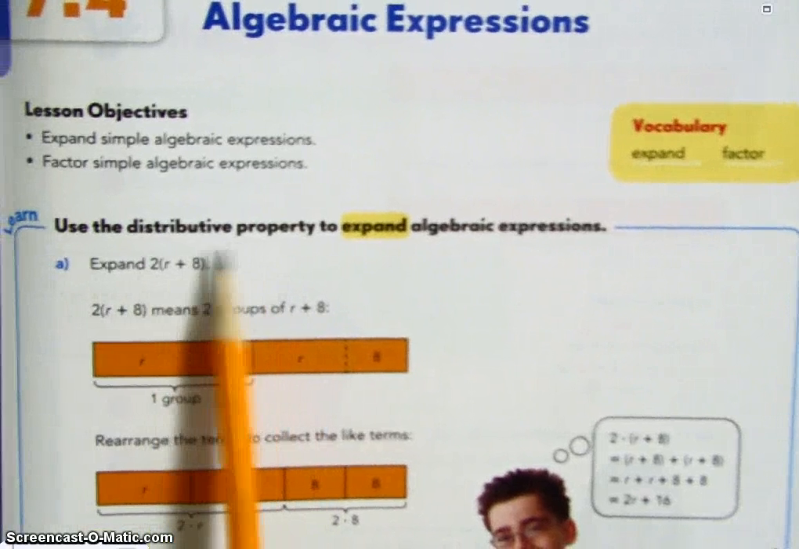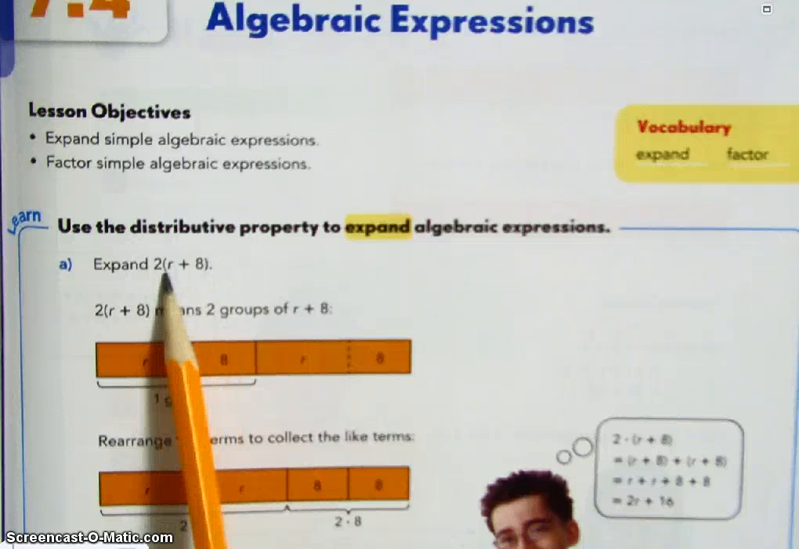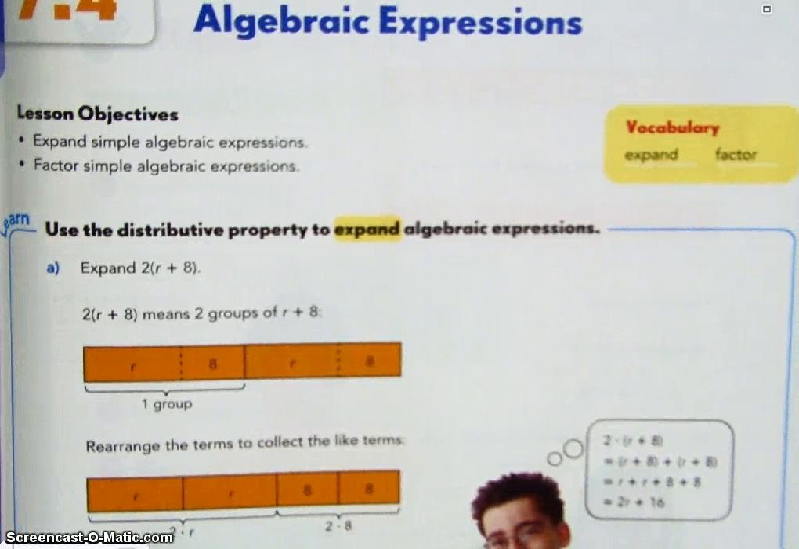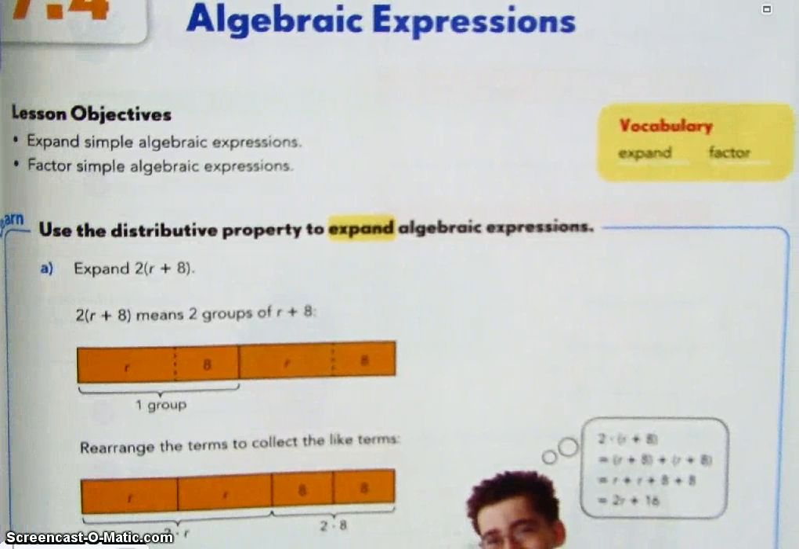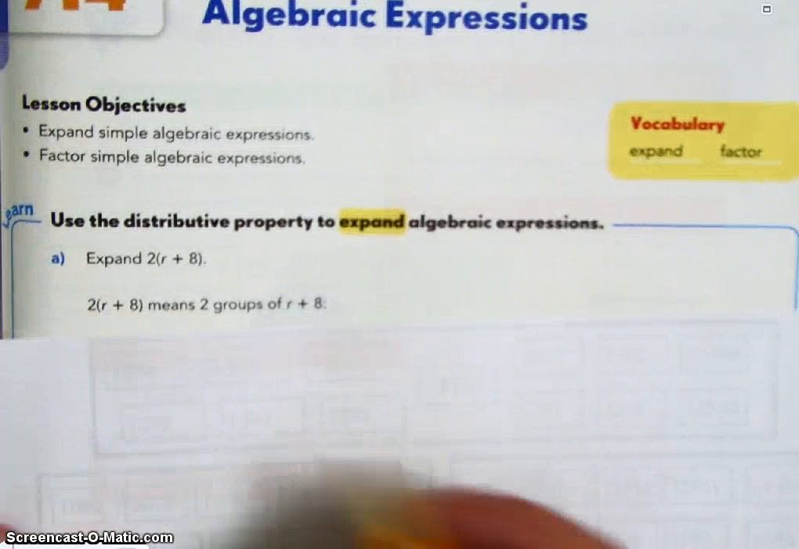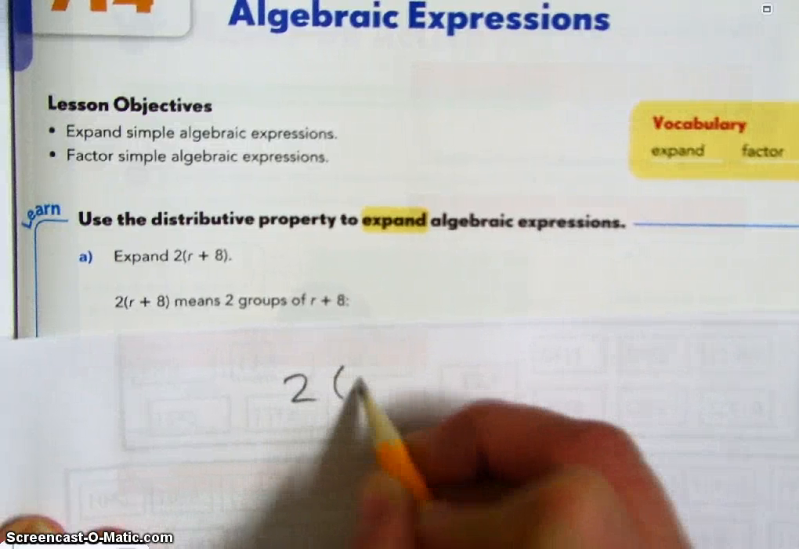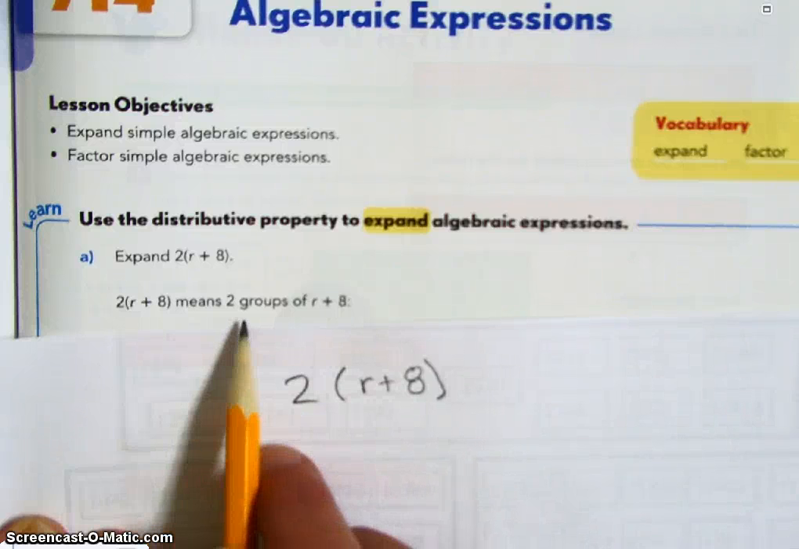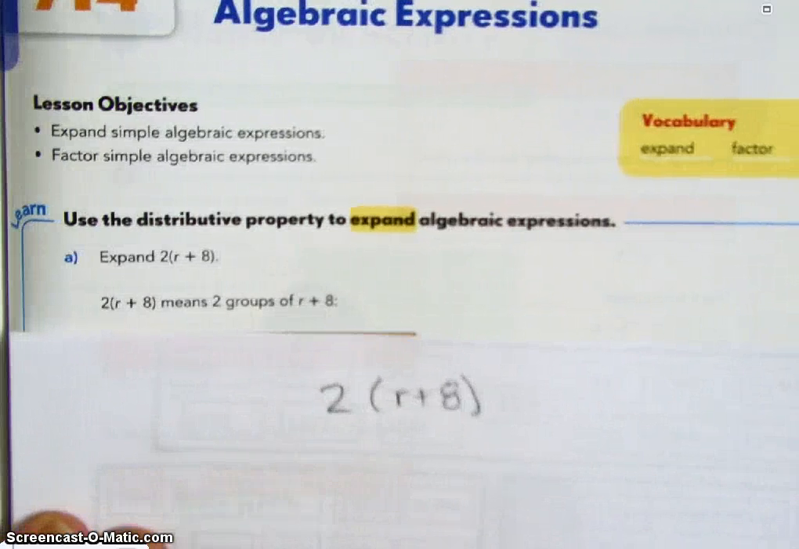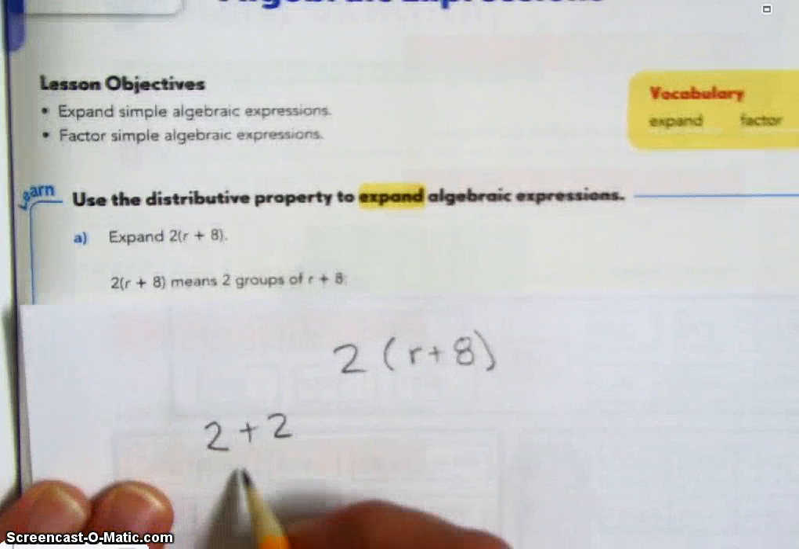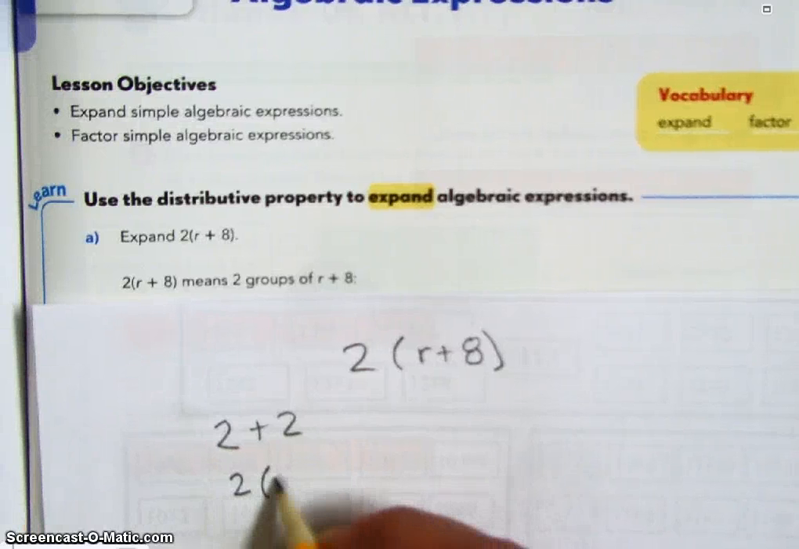It's just saying that if you distribute the number that's outside the parentheses, you can distribute it. Distributing just means to kind of spread it around. So right now it has 2 and in parentheses r plus 8, and if you look at this, it just means 2 groups of r plus 8. Because remember when we talked about how 2 plus 2 is the same as 2 times 2, right?